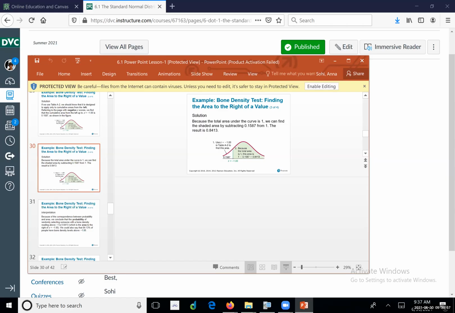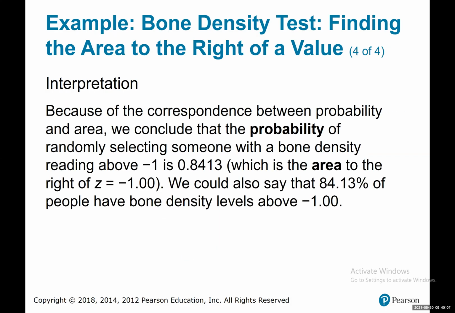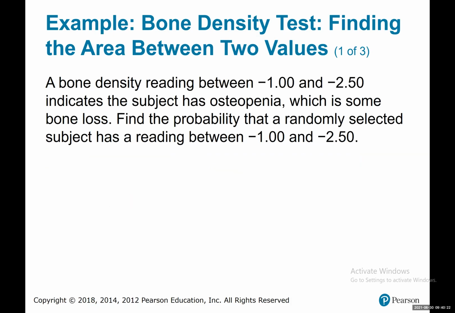Yeah, we used our calculator here and we got 0.841. You don't need to subtract from one or other because they use a table. Using your calculator, you don't need that. So here we go. We conclude that the probability of randomly selecting someone with a bone density above -1 is 0.8413 or 84%. Okay, now let's do this one.